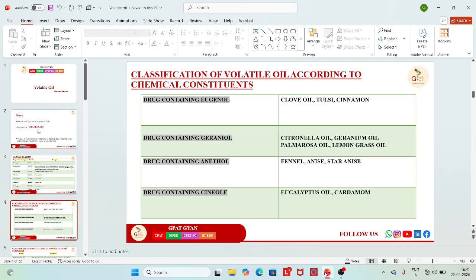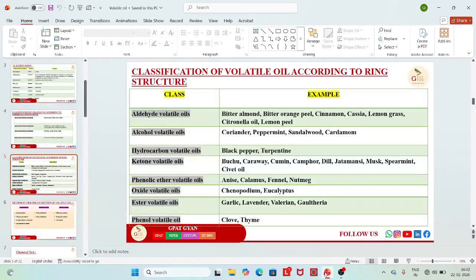And this is the classification according to the chemical constituent, the principal chemical constituents. Eugenol as the principal chemical constituent is present in clove oil, tulsi, cinnamon. Geraniol as the principal chemical constituent is present in citronella oil, geranium oil, palmarosa oil, lemongrass oil. Anethole as the principal constituent is present in fennel, anise, star anise. And cineol is in eucalyptus oil, cardamom.